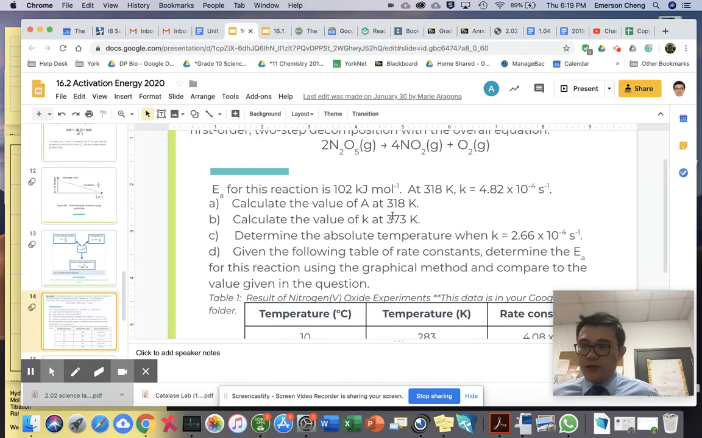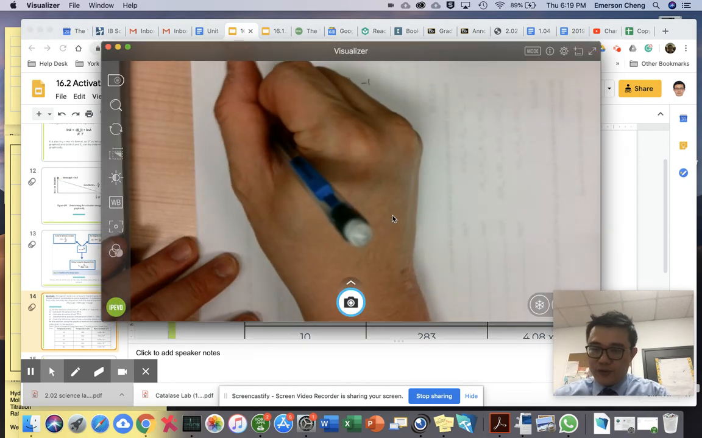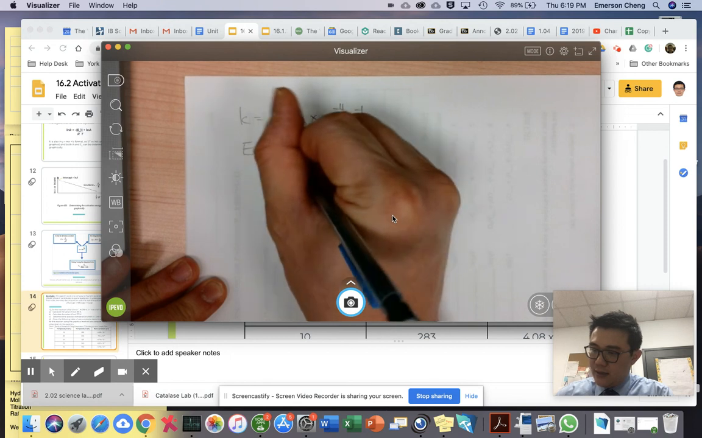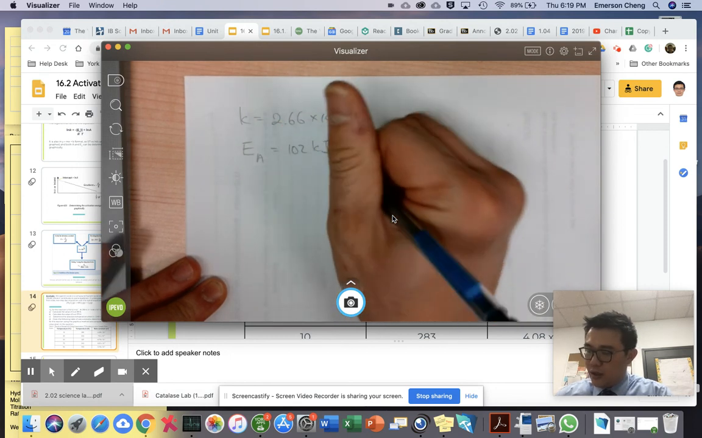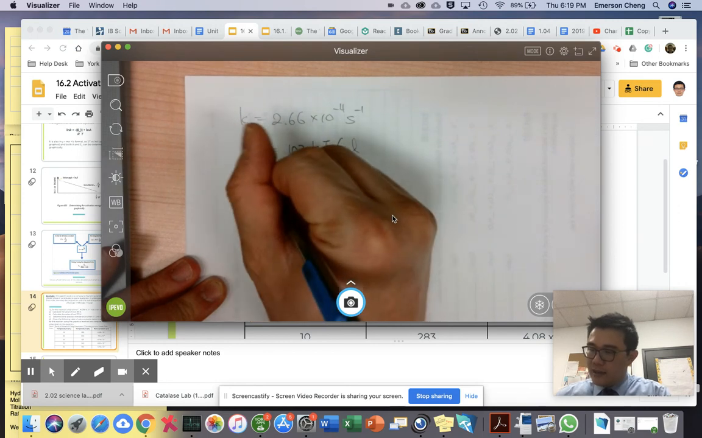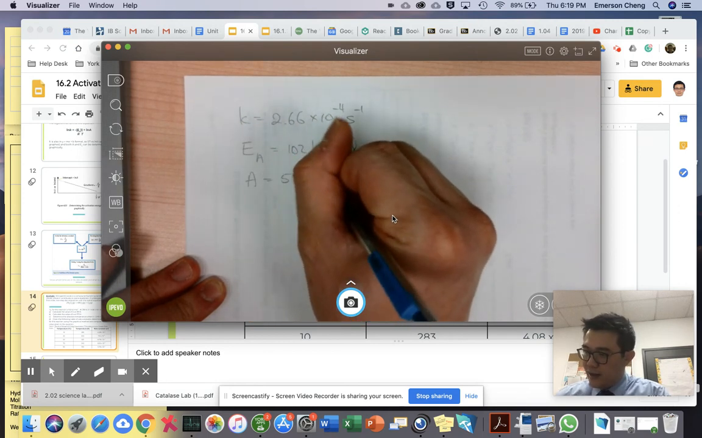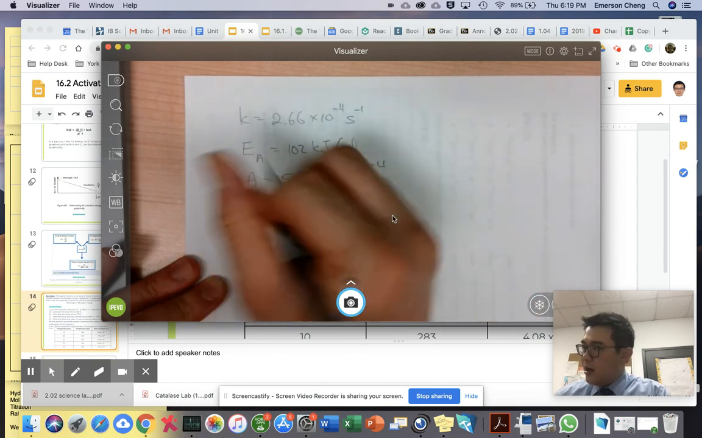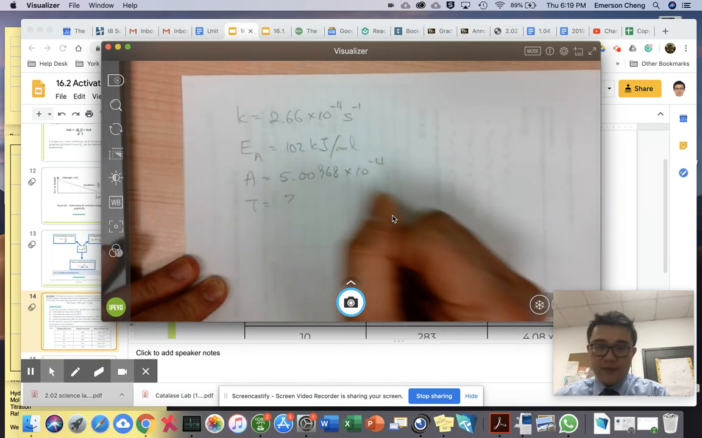Now, question number C: determine the absolute temperature when k is 2.66 times 10 to the power minus 4 per second. A lot of the values are also the same as before. Activation energy is still 102 kilojoules per mole. Your A is still the same, 5.00968. Let's use this value. And you are looking for temperature in Kelvin.